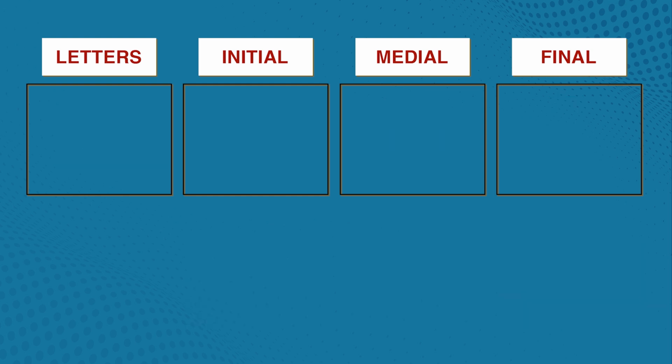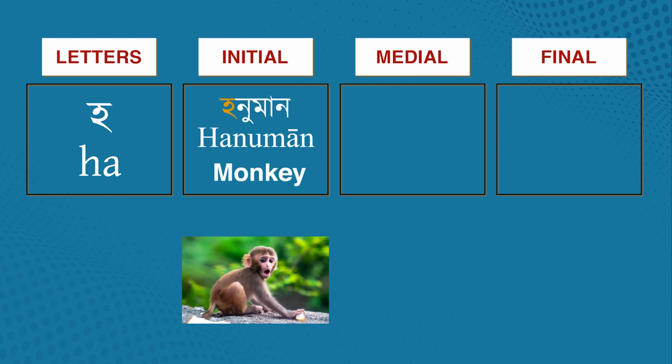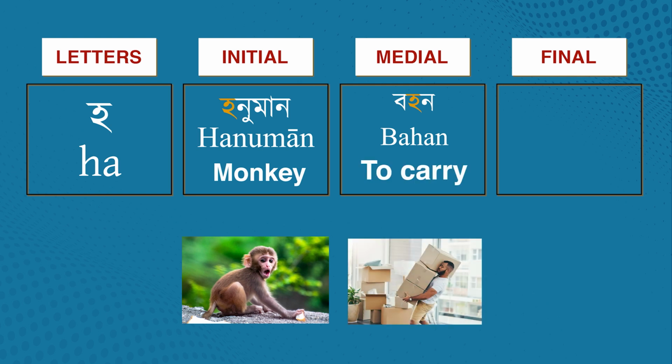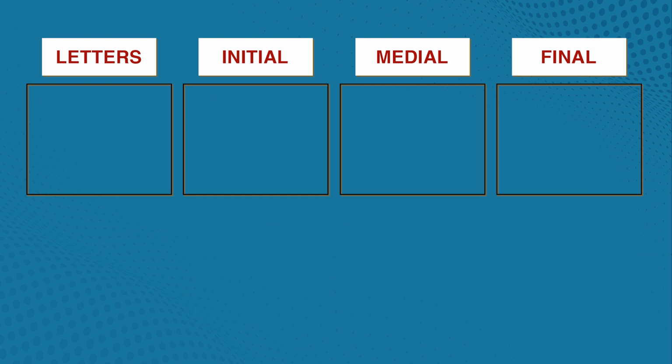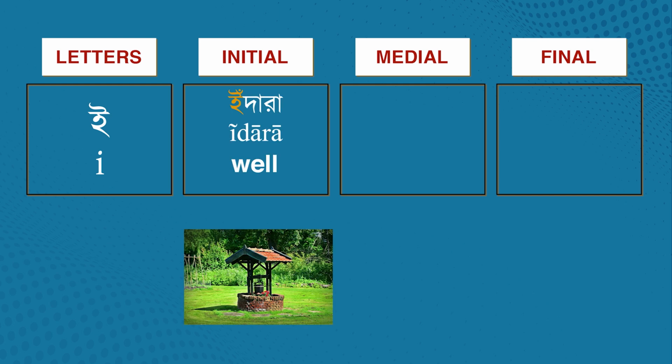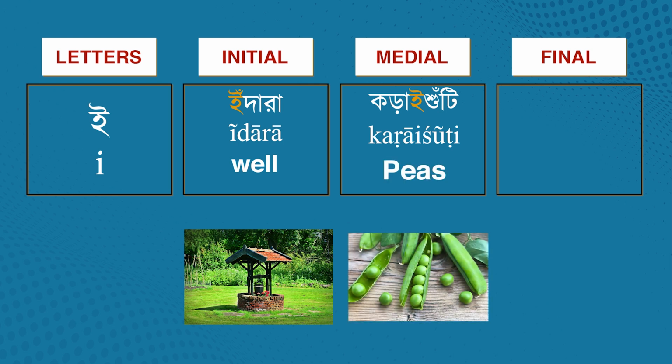The fourth letter is ha. In initial position, we have Hanuman, which means monkey. In medial position, we have Bohun, which means to carry. In final position, we have Boraho, which means pig. The next is Roshoi. In initial position, Roshoi occurs in Idara, which means well. In medial position, we have Koraishuti, which means peas. In final position, we have Boi, which means book.